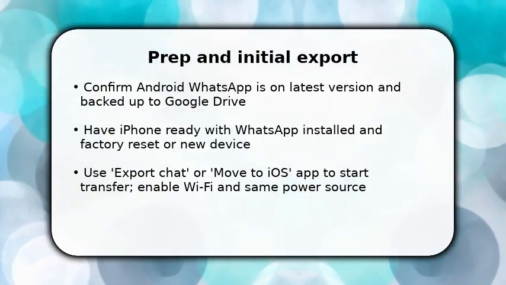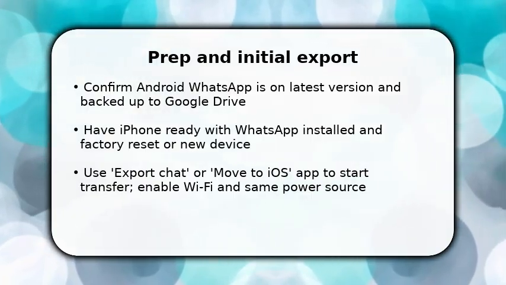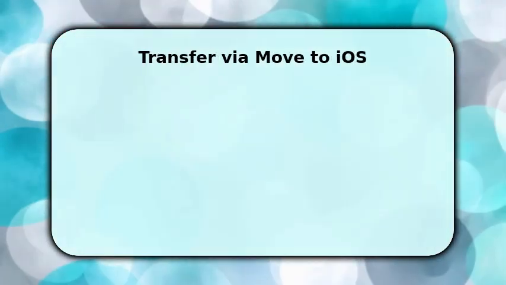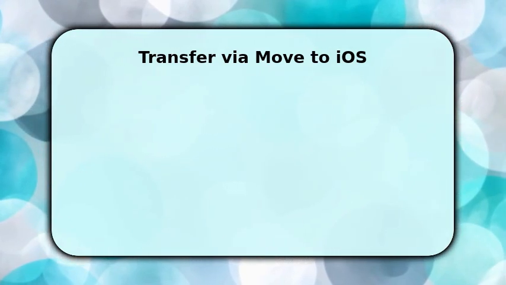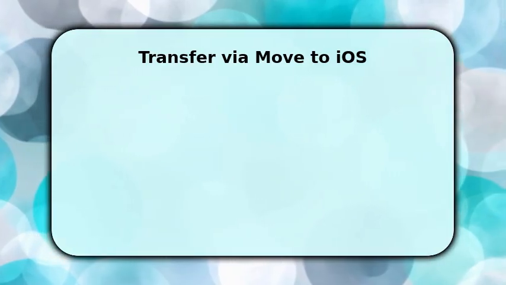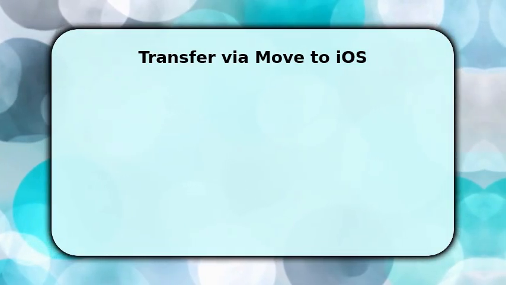Make sure both phones are plugged in and on the same Wi-Fi network to avoid interruptions. Once devices are paired using the on-screen code, choose WhatsApp in the Move to iOS data selection. This bundles chats, media, and settings into the transfer session.